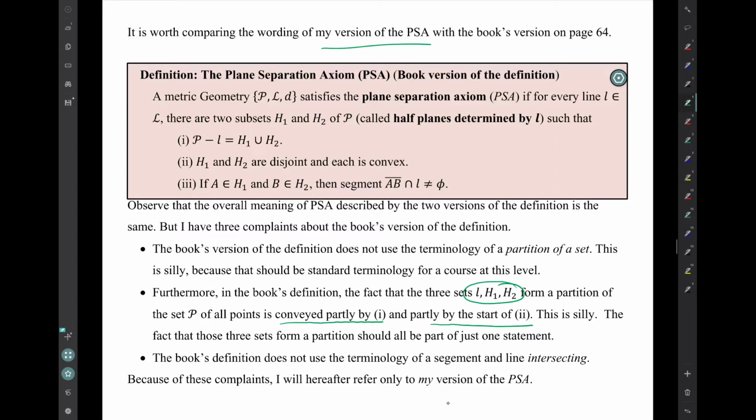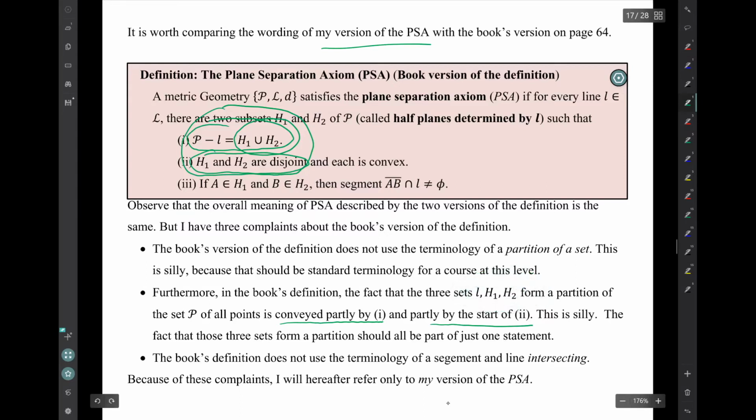So in other words, look here. H1 and H2 are disjoint, and the set of points in the geometry that are not on line L is equal to this union, H1 union H2. Now that's kind of convoluted. Those 2 green sentences together say that L, H1, and H2 form a partition. But it's awkward that that is spread out between 2 statements in this definition. Also, it's awkward, for instance, that it doesn't say explicitly that L, H1, and H2 are all disjoint.